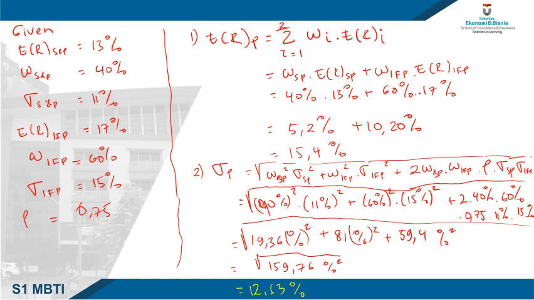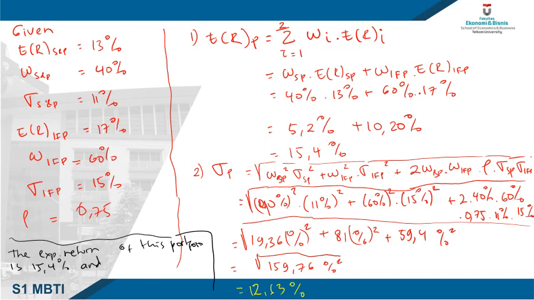So this is the answer. Now, as the conclusion, you say the expected return of this portfolio is 15.4%, and the risk is 12.63%, like that. Okay, understood? I hope you understand.